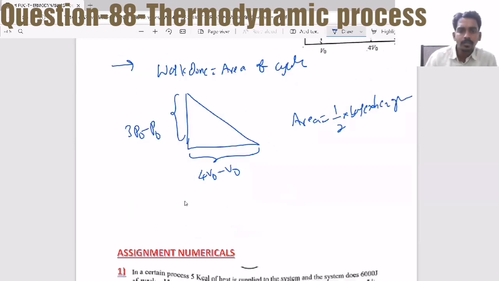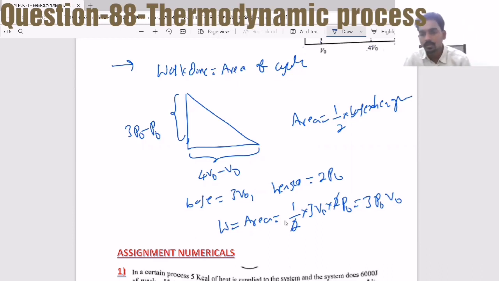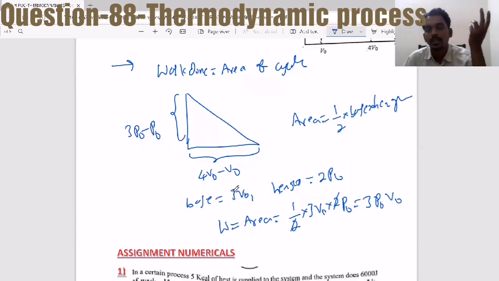Now here the base is 3 V naught and the height is 2 P naught. So the work, nothing but the area, equals half into 3 V naught into 2 P naught, which equals 3 P naught V naught, because the 2 gets cancelled. So this way they can ask questions based on whatever equations we have seen, maybe on any process.